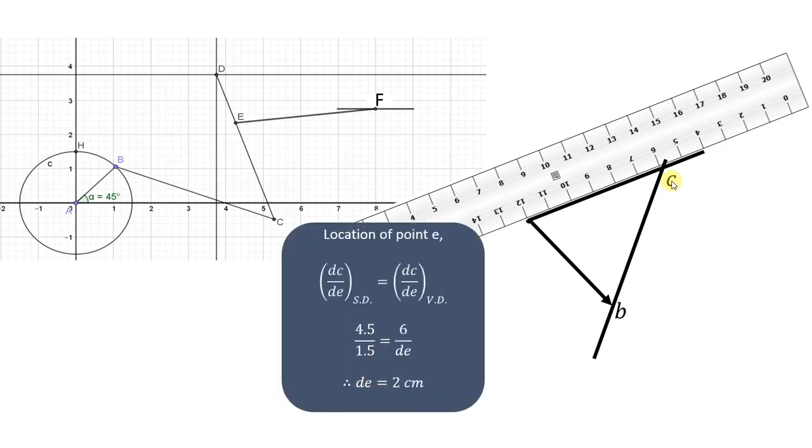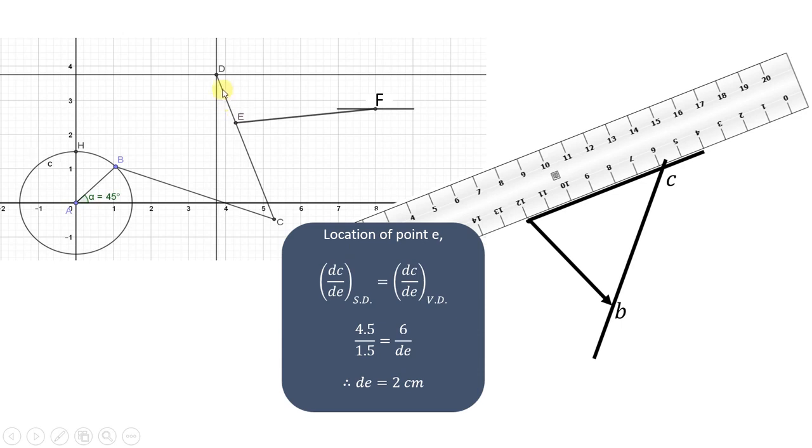Now we have to locate this particular point, that is point E. As you can see here, we have measured this CD, so it is 6 centimeter. So this is 6 and this is 12. So this is CD on the velocity diagram, 6 centimeter. So we can locate this point E by ratio and proportion.